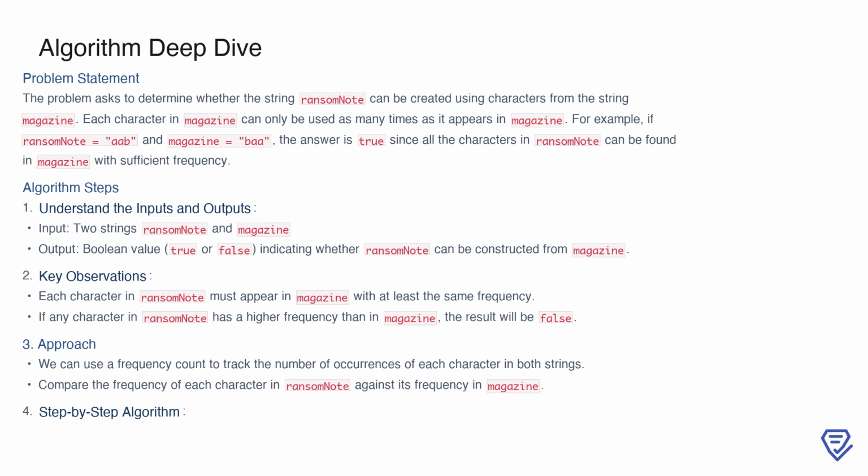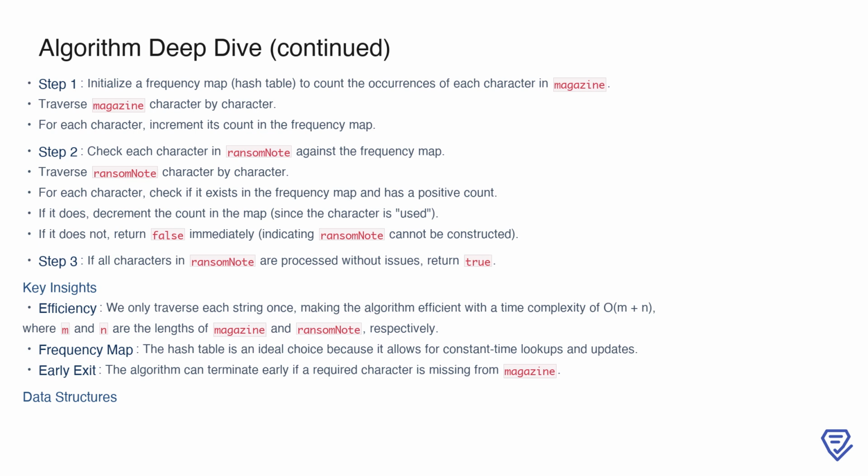The approach we'll use involves counting the frequency of characters in both strings and comparing these counts to determine if construction is feasible. The algorithm can be broken into three main steps. In step 1, we initialize a frequency map, which is essentially a hash table, to count how many times each character appears in magazine. This is done by traversing magazine character by character and updating the count of each character in the map.